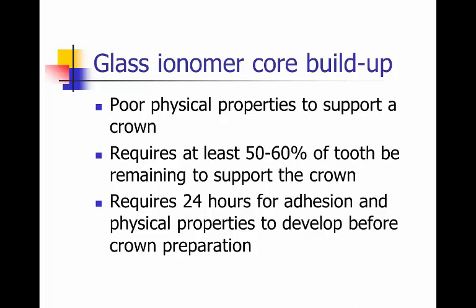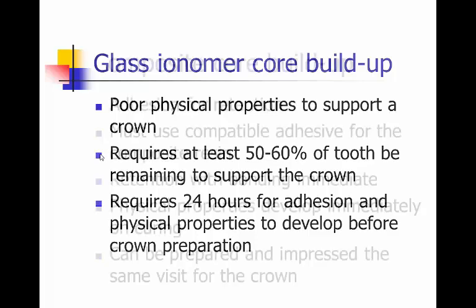Glass ionomer as core buildup material is really not a good idea because of its poor physical properties. And keep in mind, for glass ionomer to work, you need at least 50 to 60% of the tooth remaining, and you must still wait 24 hours for adhesion to develop before doing your crown preparation, but glass ionomers tend to be a very weak material when compared to amalgam and composite.